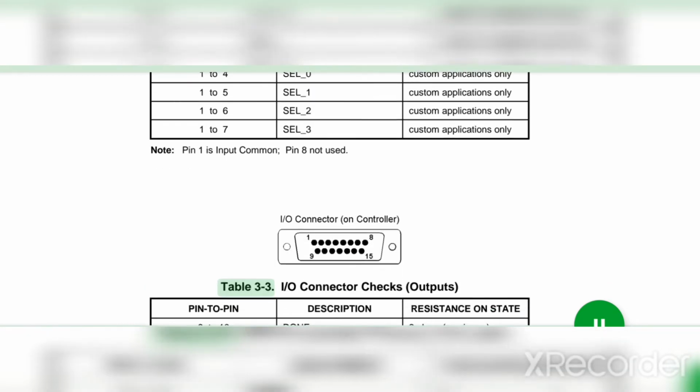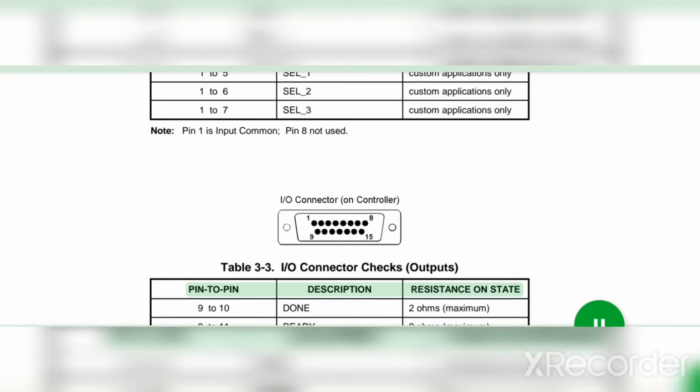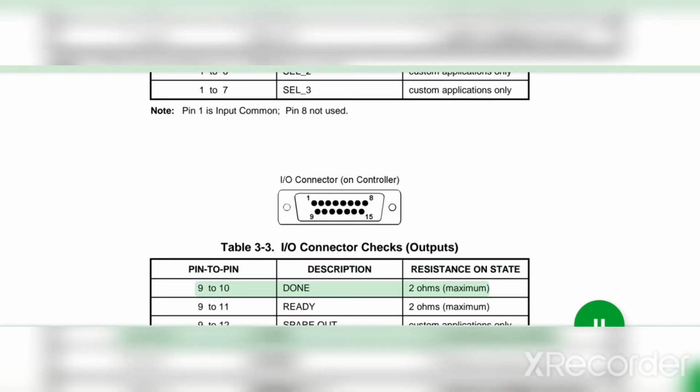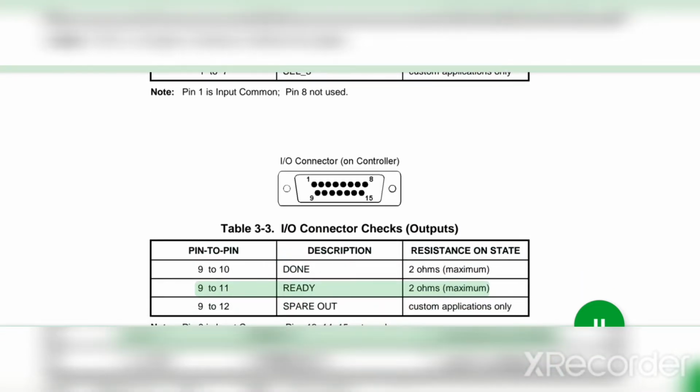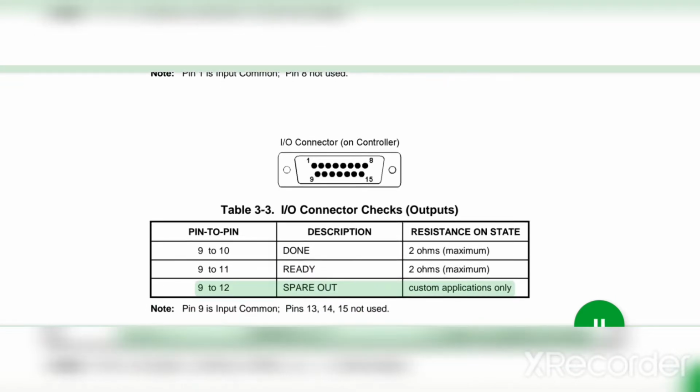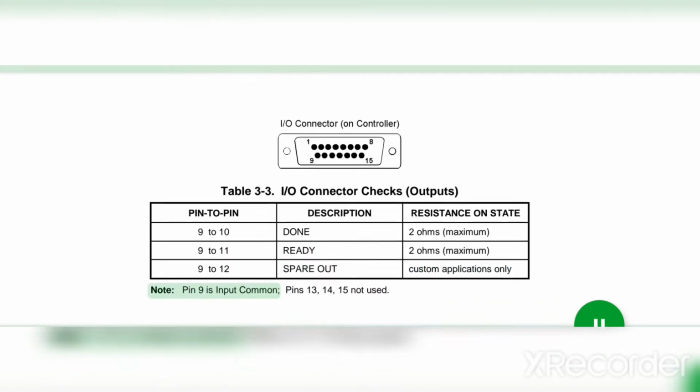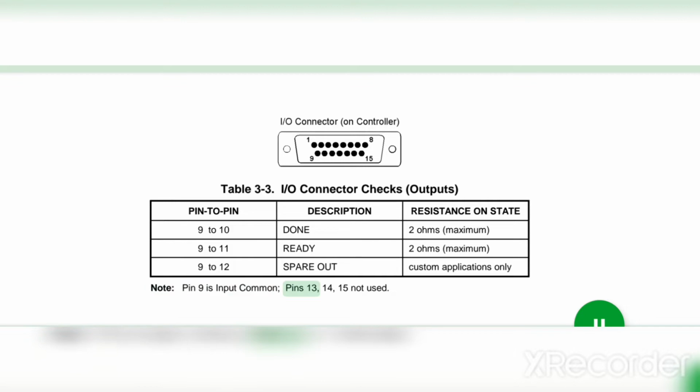Pin 8 not used. Table 3-3. I/O connector checks, outputs. Pin 2, pin description, resistance on state. 9-10 done, 2 ohms maximum. 9-11 ready, 2 ohms maximum. 9-12 spare out, custom applications only. Note: pin 9 is output common. Pins 13, 14, 15 not used.